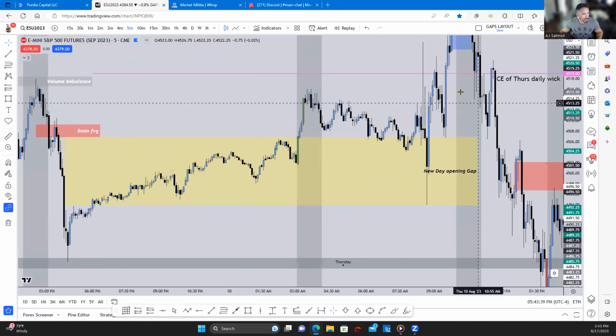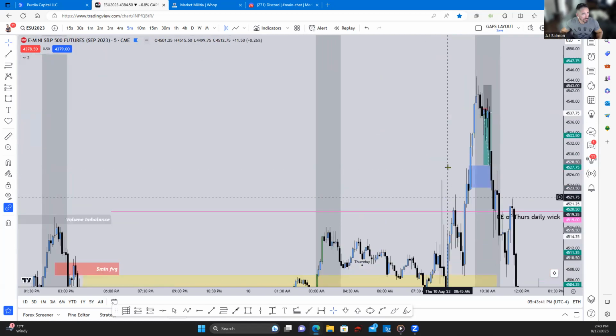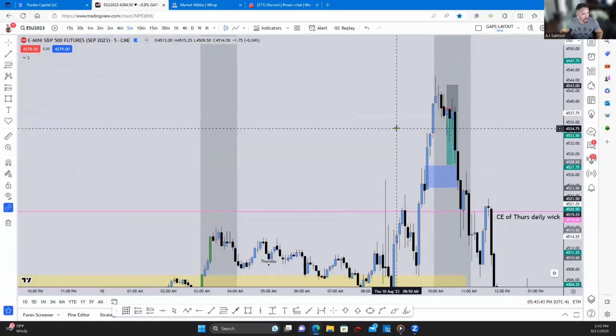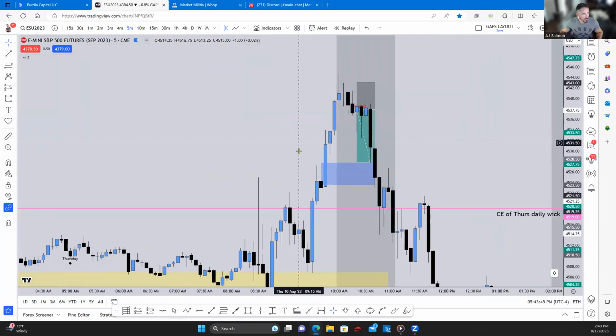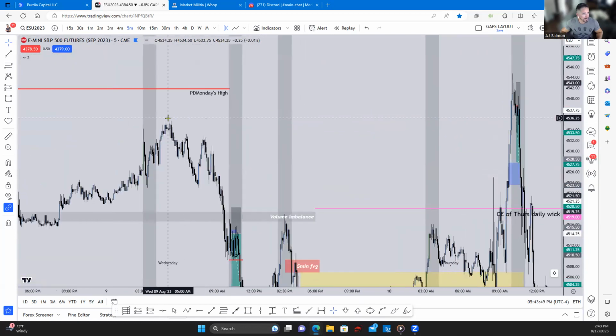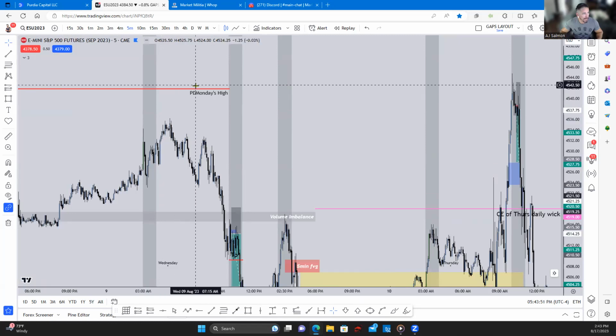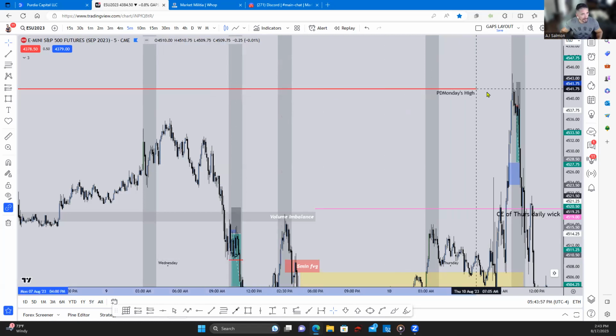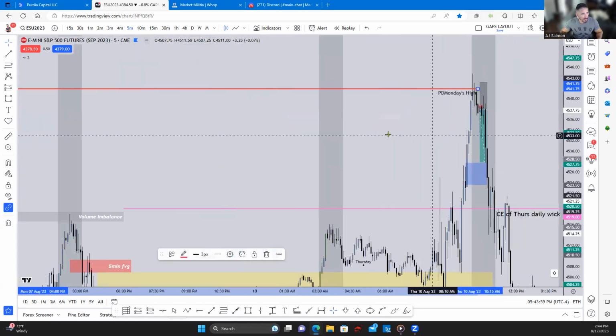We go to Thursday. Okay. We had this big push up, took out all these highs over here from Wednesday. We took out Wednesday's highs. This was previous day, Monday's high, okay, that we had delineated, that we swept that day.